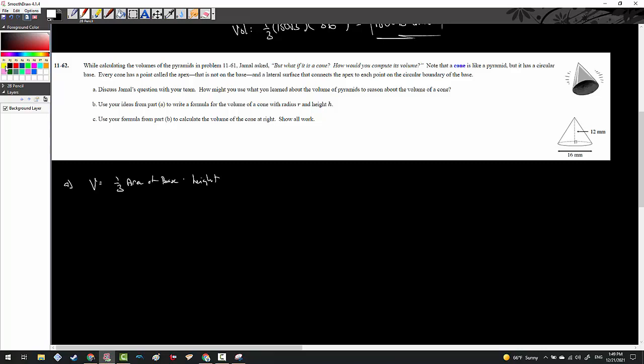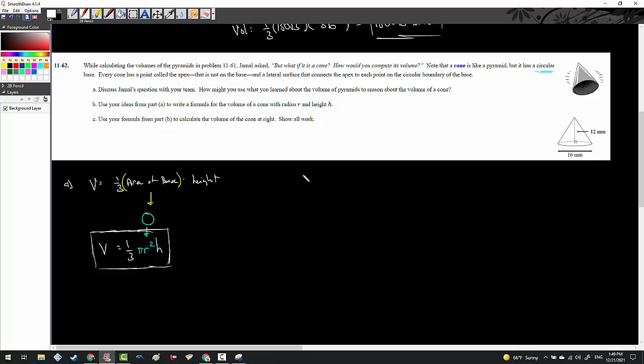Now, it's this part here that's actually going to be called into question, which is the area of the base. Notice how they specified that the cone has a circular base. So the area of the base is going to be a circle, and to find the area of a circle, it's simply pi r squared. And of course, the height will stay where it is, and the 1/3 will stay where it is, and there is your volume of a cone formula.